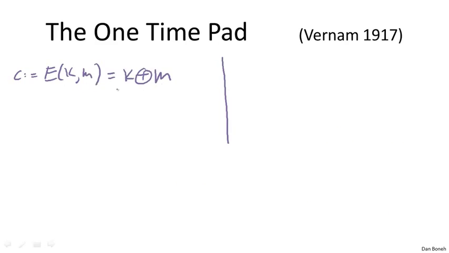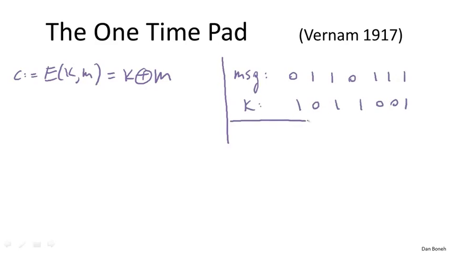Let's see a quick example of this. Remember that XOR, this plus with a circle, means addition modulo 2. If I take a particular message, say 0, 1, 1, 0, 1, 1, 1, and a particular key, say 1, 0, 1, 1, 0, 0, 1, when I compute the encryption of the message using this key, all I do is compute the XOR of these two strings. In other words, I do addition modulo 2 bit by bit.